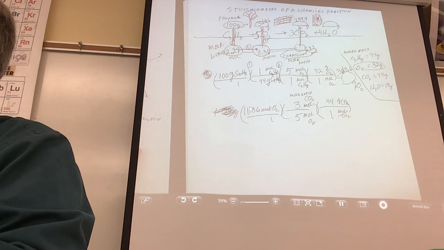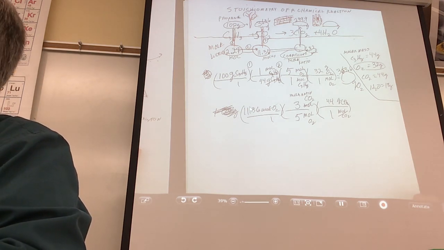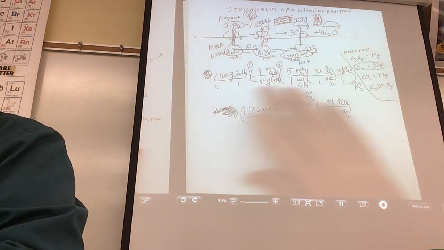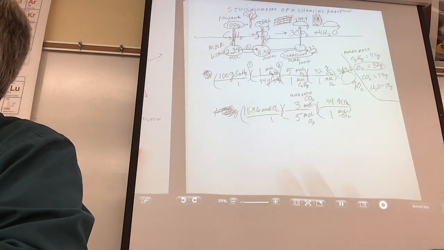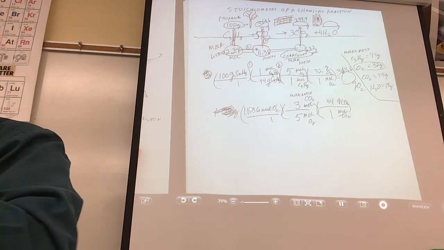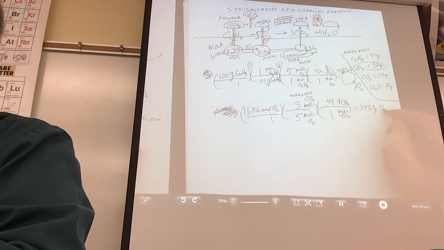All right, let's do one more, and then I will show you the shortcut. I will make you use the long cut the first time I give you a quiz on this, like next week. I will make you use the factor label method, get it? And then later I'll say, now you can use the shortcut, get it? But not yet. All right, so this came out to be 299.9 grams of CO2.